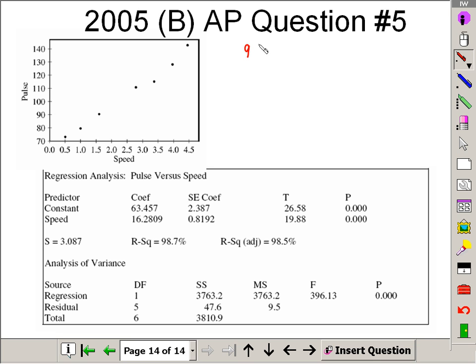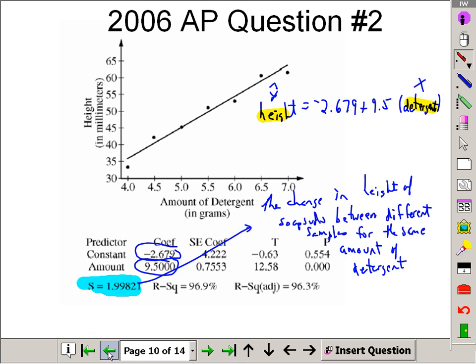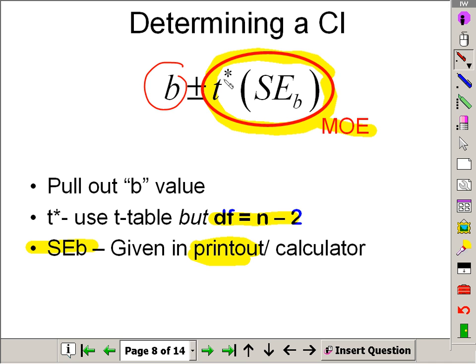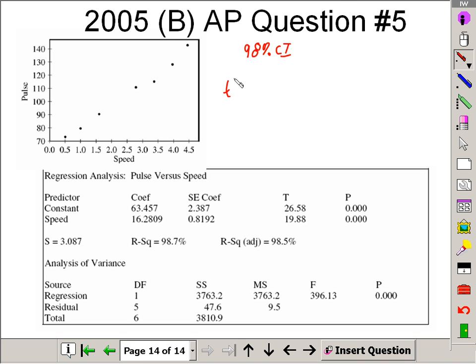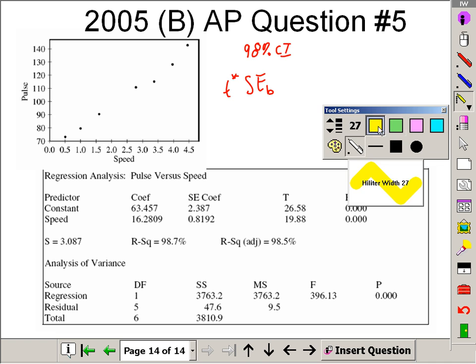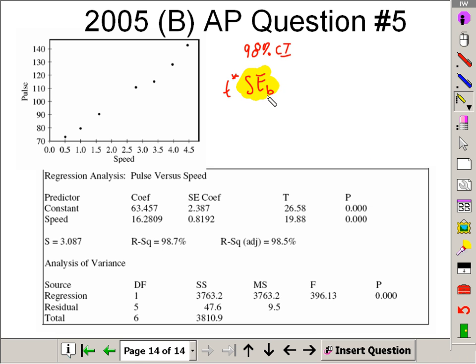Construct a 98%. We're going to be looking at a 98% confidence interval. We want to compute the margin of error. Again, we did margin of error just a bit ago. The margin of error back here was T star SEB. So we have to figure out T star SEB. Let's start with the nicer one first.